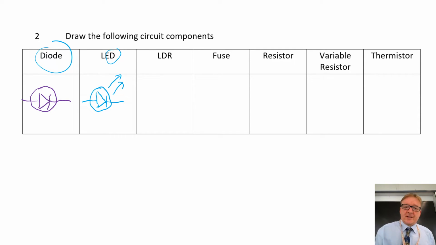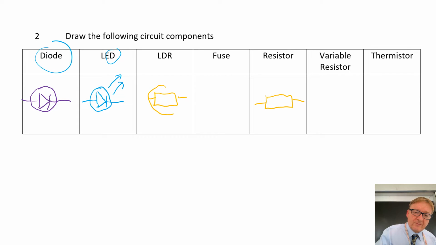Now I'm just going to skip past the light dependent resistor and draw a resistor first. Okay, that is supposed to be a perfect rectangle. That's a resistor, and it's just a box with two lines coming out of it. Then we've got a light dependent resistor. So I'm going to draw my resistor, and then a circle around it. And because it's light dependent, this time you're drawing arrows onto it.